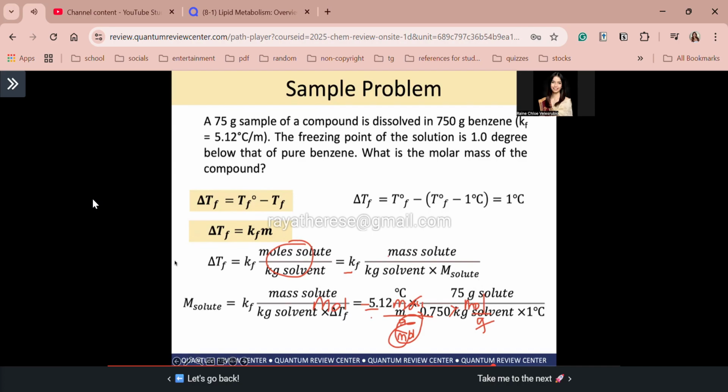Oh. So, we can now solve, guys, for the molar mass of the compound, diba? Sino naman hinahanap natin? Molar mass ng solute. Kasi yun yung ating solute, yung compound na yan. So, molar mass of the solute of the compound is equal to Kf times mass of solute divided by kilogram solvent times the change in Tf.